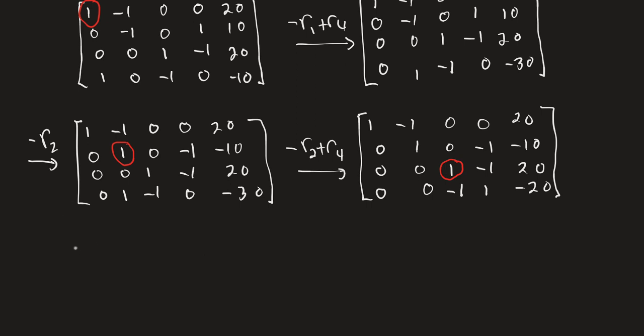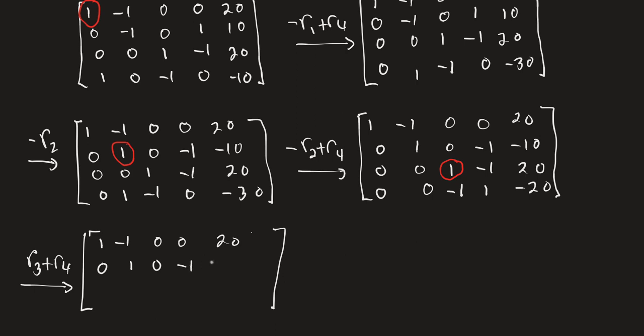We just have to take row 3 and add it to row 4. And we get 1, -1, 0, 0, 20, 0, 1, 0, -1, -10, 0, 0, 1, -1, 20, and then I'll have my row of zeros right there.